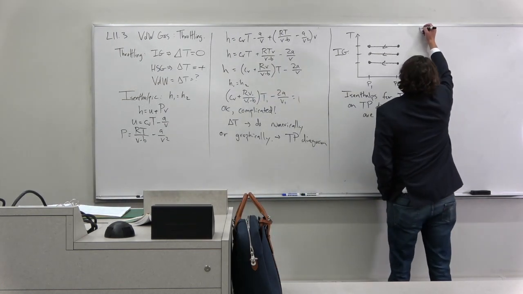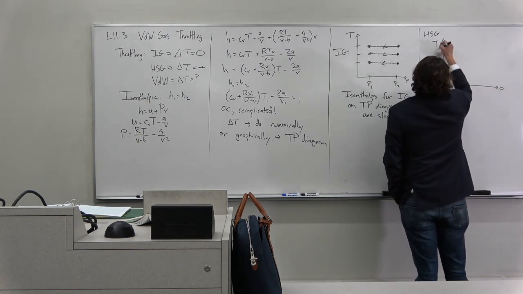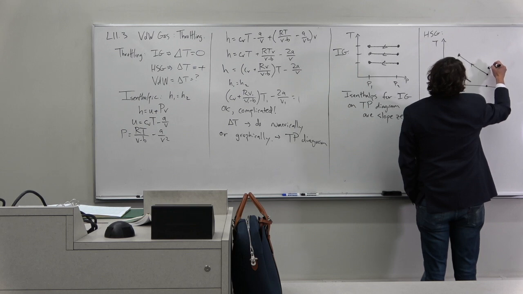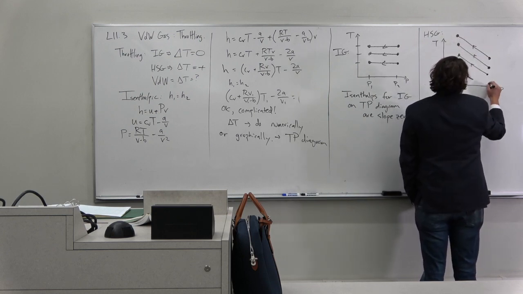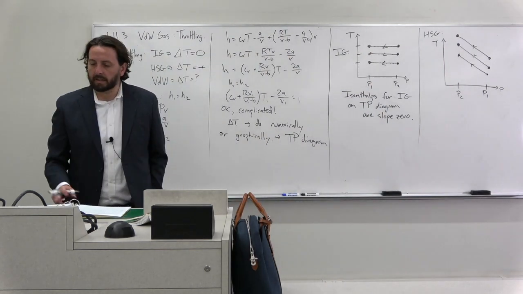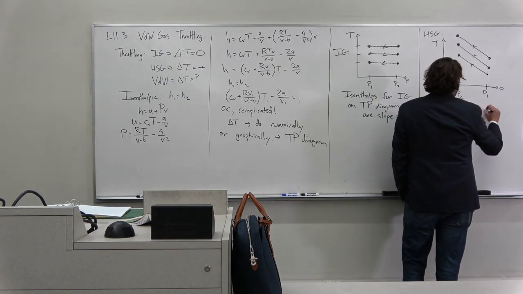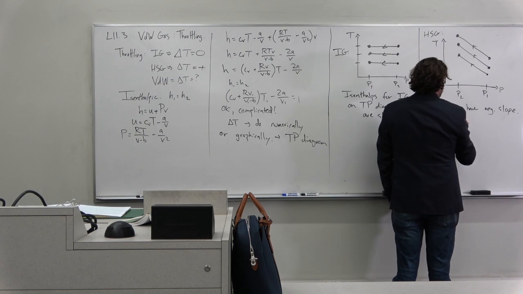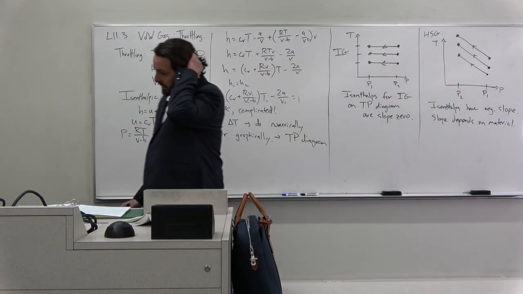So now let's look for the hard sphere gas. Well, on a TP diagram, we know that if we drop the pressure, we increase in temperature, right? So the isenthalps have negative slope, and the slope depends on the material. That's basically how it'll depend on B.